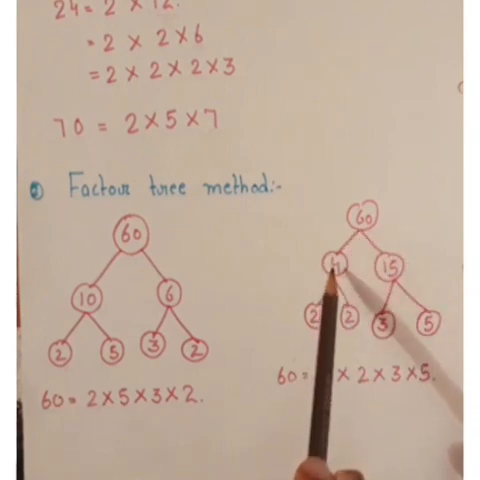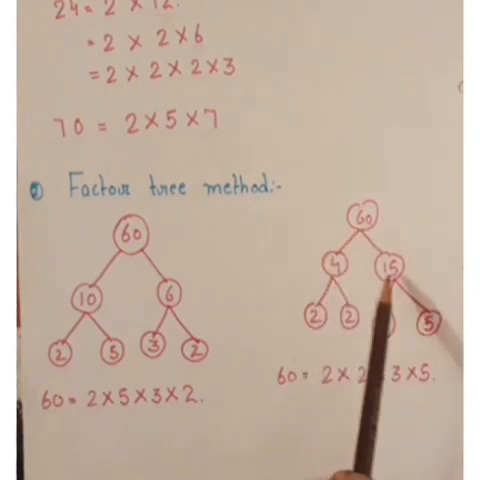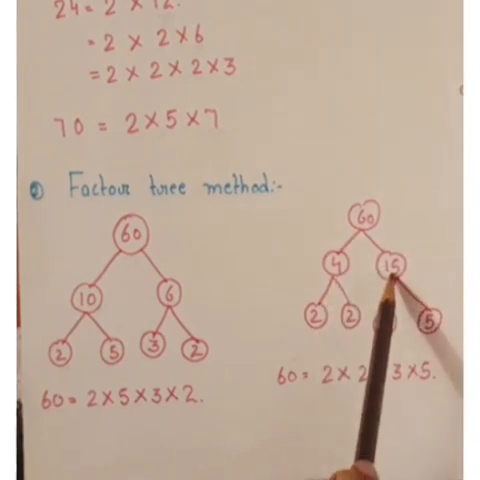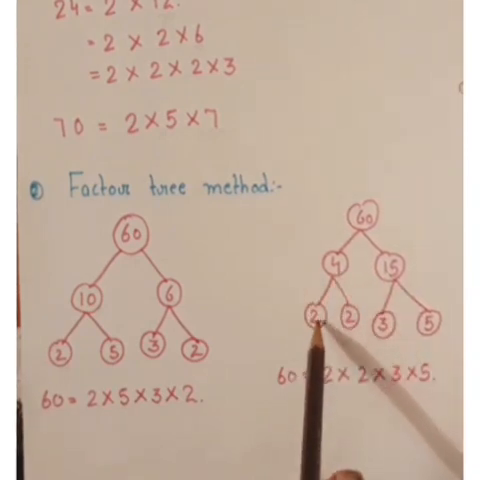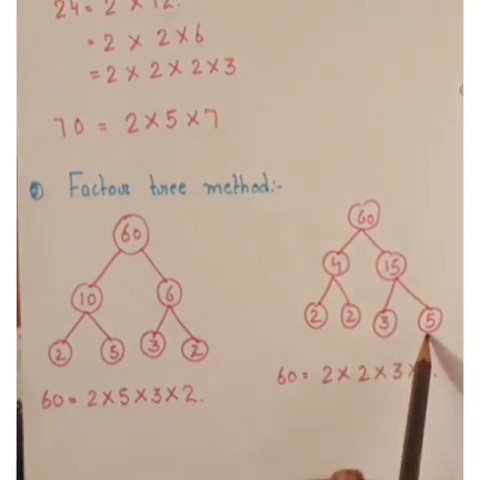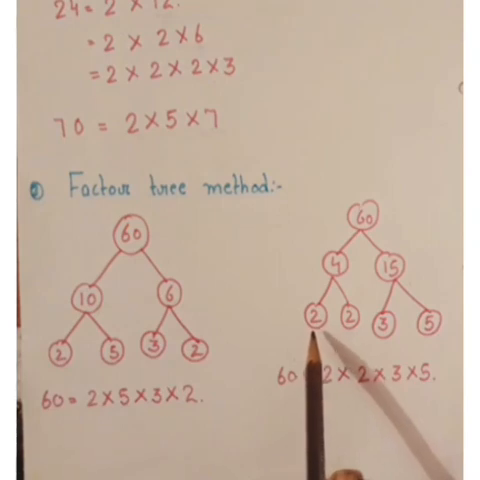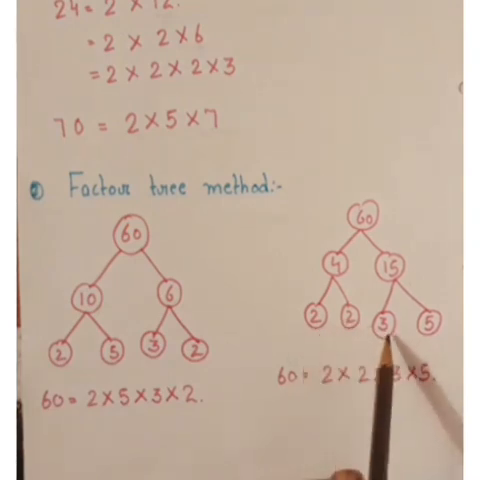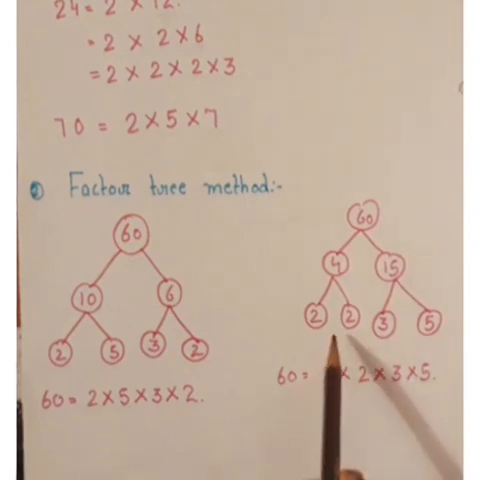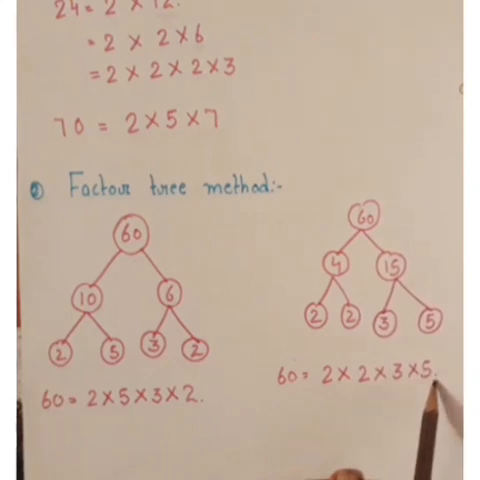So here I have done breaking the 60 as 4 into 15. Now again 4 is not a prime number, 15 is not a prime number. So I have broken this 4 as 2 2s are 4 and 15 as 3 5s are 15. Clear? Again in this row 2, 2, 3, 5 these all are prime numbers. So I have written the prime factorization of 60 as 2 into 2 into 3 into 5.